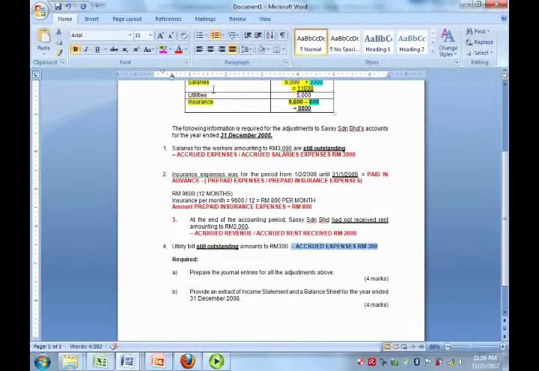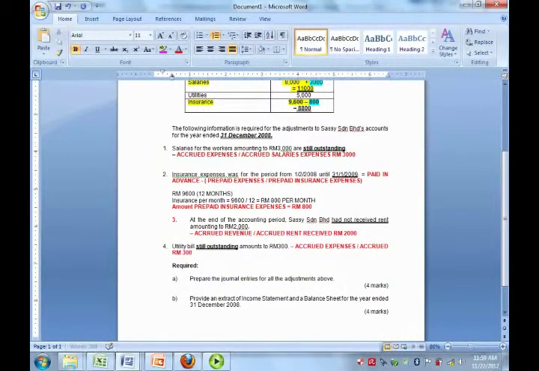Due to that accrued expenses, or also known as what, class? Accrued utility expenses. You must put full name, alright? Accrued utilities expenses RM 300.